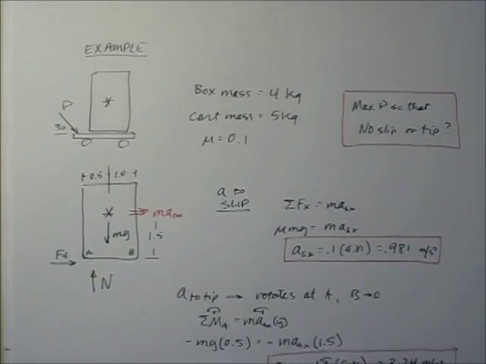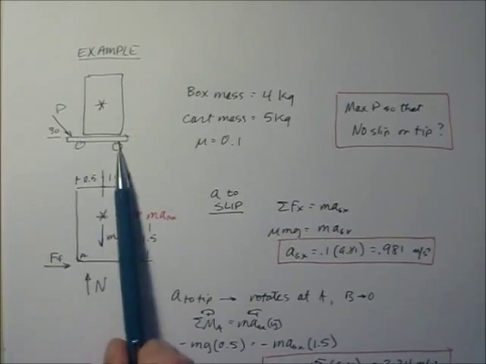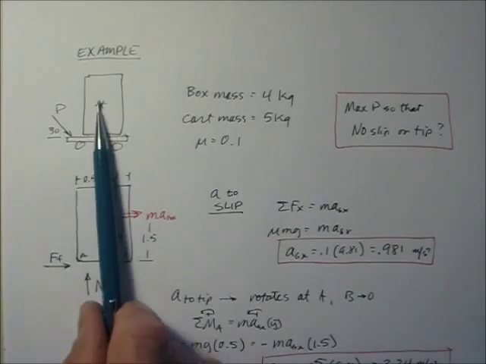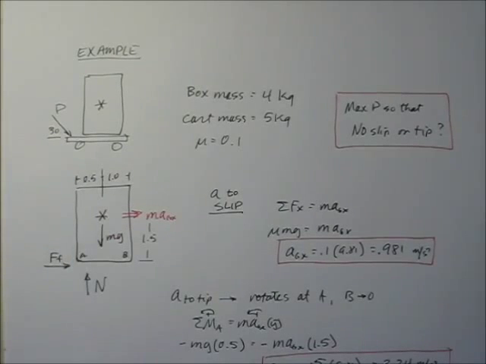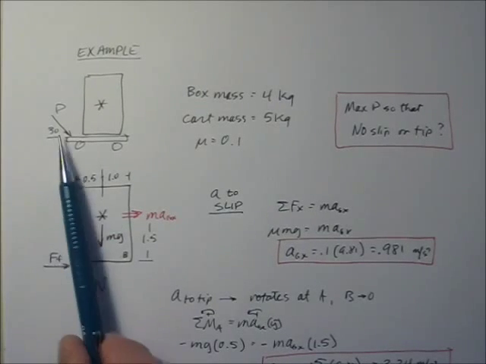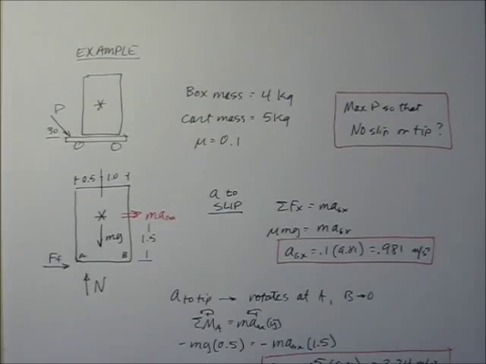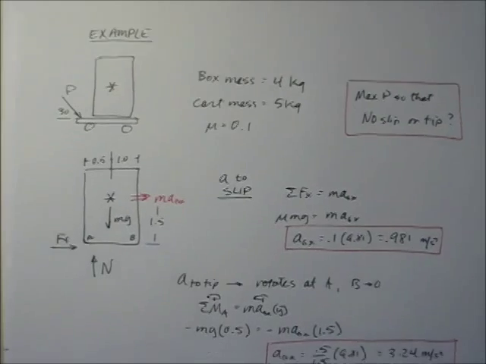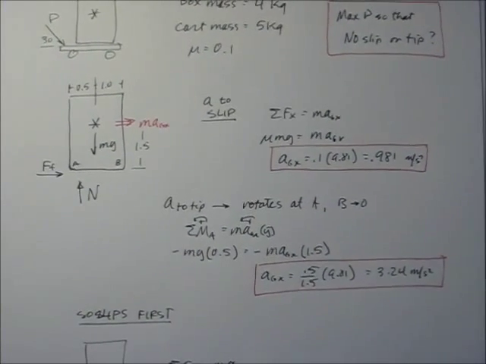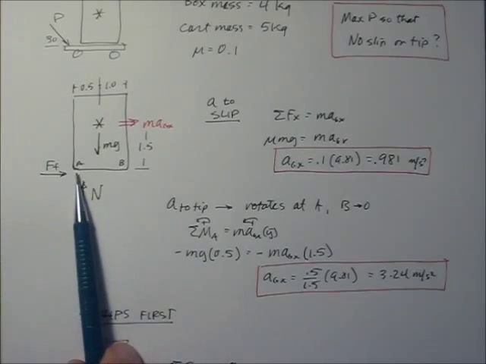Alright, so here's an example of this. We have a cart that has a mass of 5 kilograms, a box that weighs 4 kilograms. We're going to push on it with some force, and we want to find out the maximum P so that it will neither slip nor tip. So to evaluate, again, the acceleration for the slipping condition, we do it just like we did before, and I can find out that it takes 0.981 meters per second squared to slip it. If we find out the acceleration required to tip, do it just like we did before. Again, the normal force goes over here.